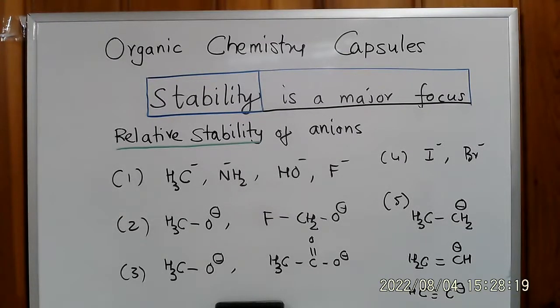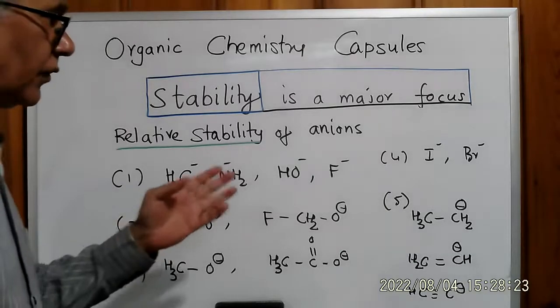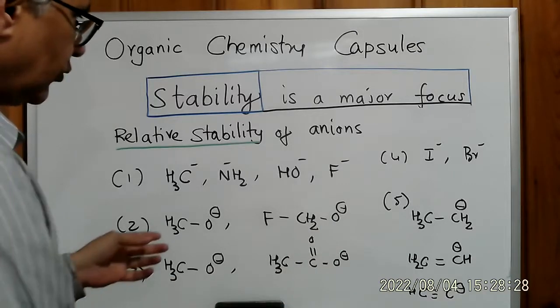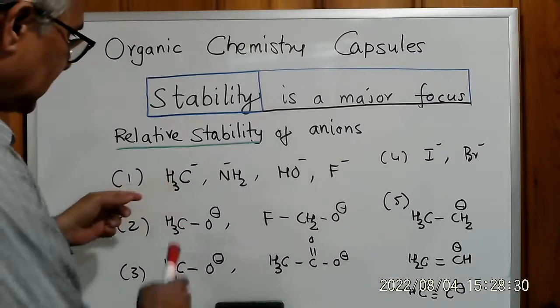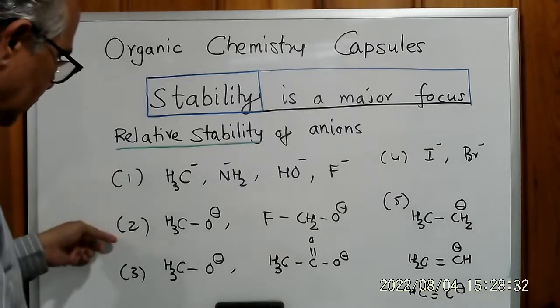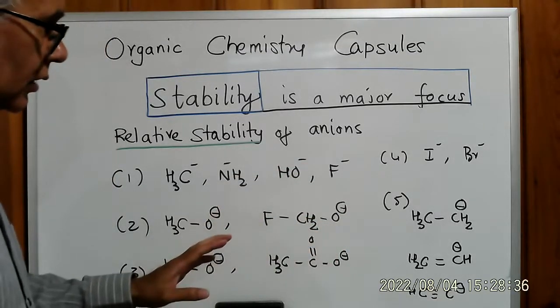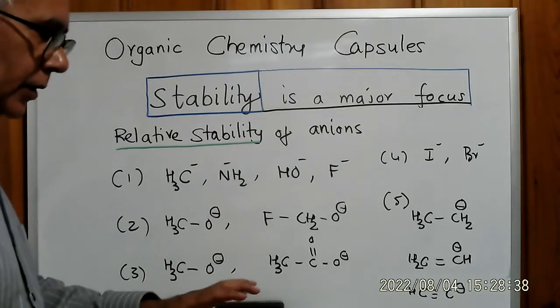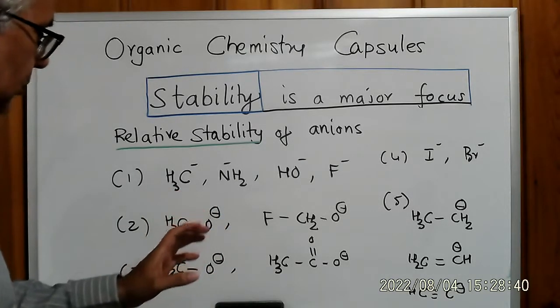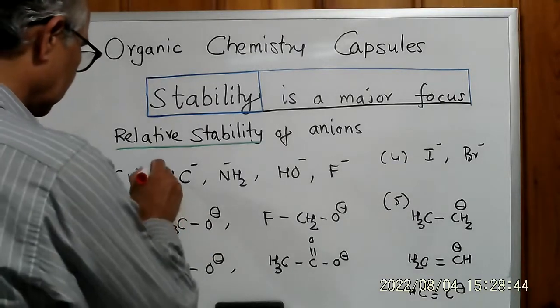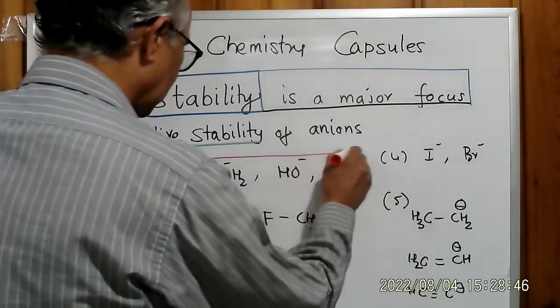In the previous videos, we have looked at the relative stability of anions. So here I have summarized different series. In series 1, 2, 3, 4, 5, we have already looked at how we will predict the relative stabilities of these anions within this series.